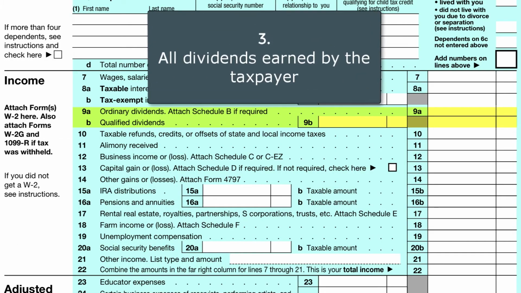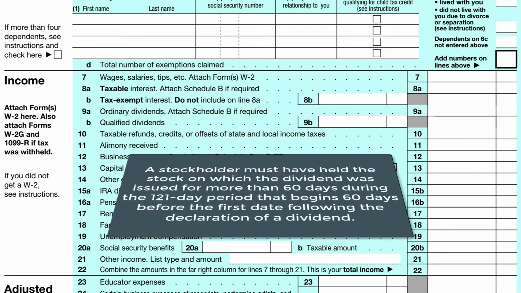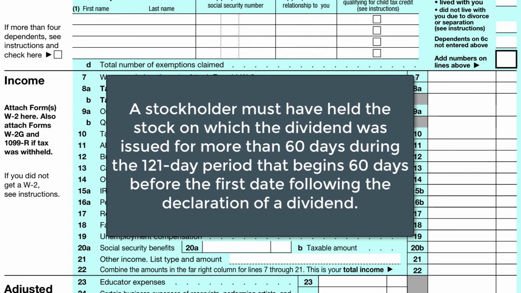3. All dividends earned by the taxpayer. Dividends generally fall into two categories: qualified and non-qualified. Determining whether a dividend is qualified is fairly complex. The basic rule is that to be a qualified dividend, the stockholder must have held the stock on which the dividend was issued for more than 60 days during the 121-day period that begins 60 days before the first date following the declaration of a dividend.